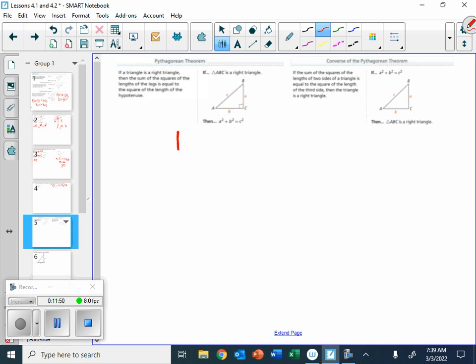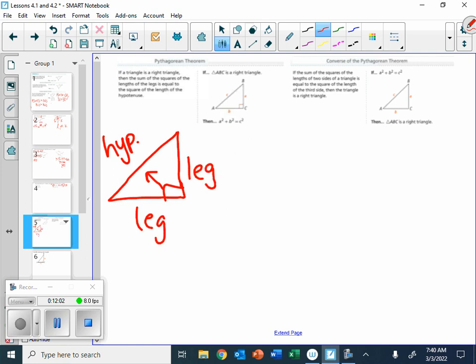Okay? Also remember that your hypotenuse, we talked about this last week, is always opposite the right angle. And then, of course, these are your legs. So if you need to make note of that, feel free. Your hypotenuse is always across from or opposite of that right angle. It is the largest side. The largest side is always your hypotenuse.